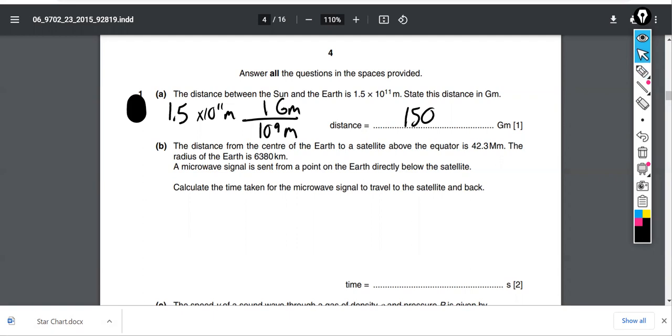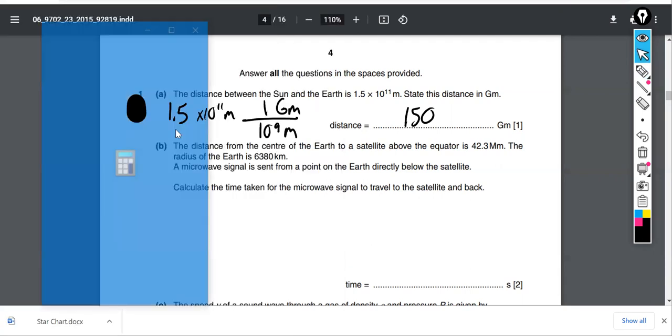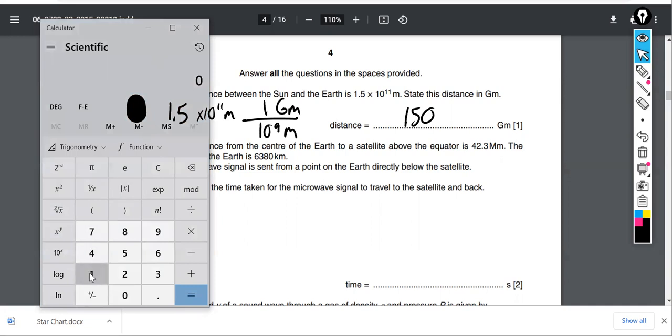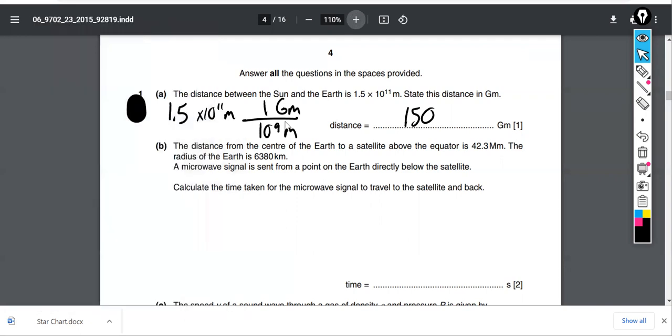For the benefit of everybody following along at home, I don't want to break my calculator out. Let me just show you that here on the screen. So we got 1.5 by 10 raised to the 11th. So that's that number, divided by, I always like to use grouping symbols, 10 to the 9th, 150. So 150 gigameters. There you go.